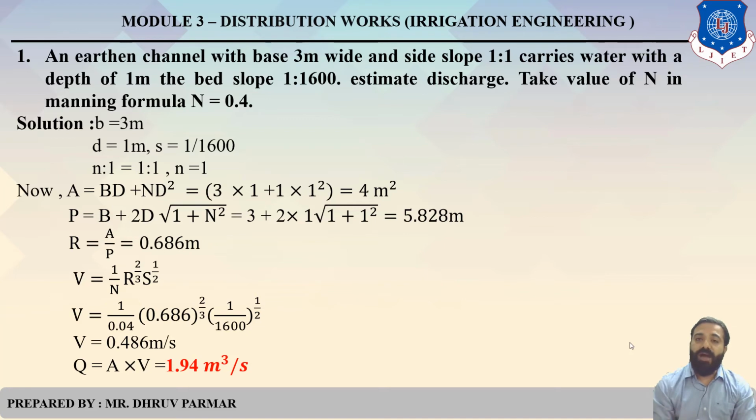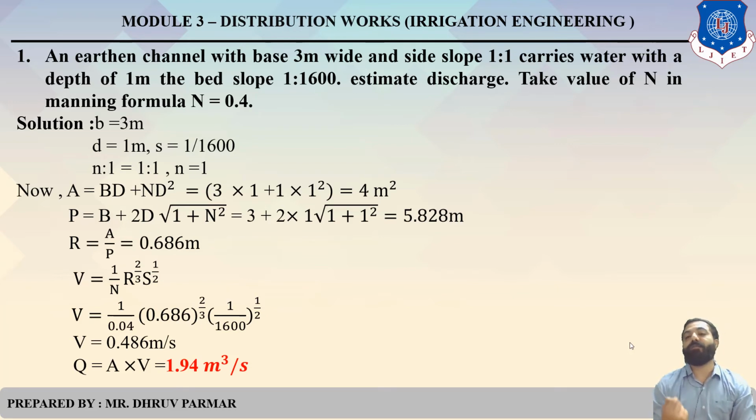So what is the formula of hydraulic mean depth? R equals A by P. Putting this in, we get R equals 0.686, and the constant is given for Manning. So what is the formula of Manning? V equals 1 upon n, R raised to 2/3, S raised to 1/2. Putting all these values in, with Manning's constant which is 0.4, we get the velocity. Done.